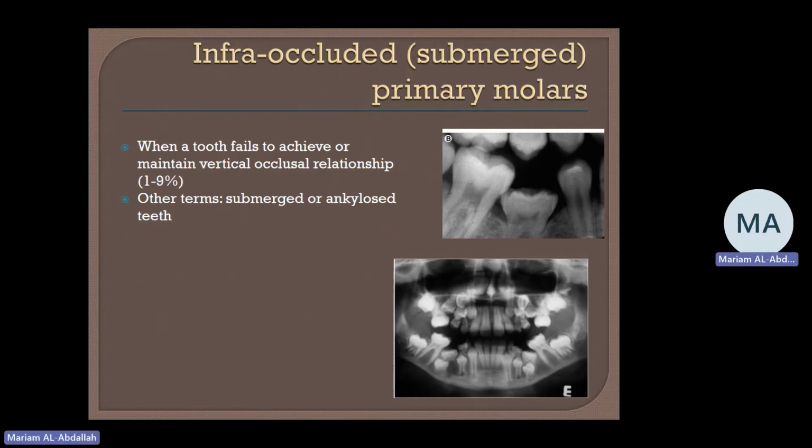How common is this? Well, 1 to 9% of children will present with this. Looking at this, for example, you can see that the lower right E is submerging. As long as it's above the contact point, this is considered mild. At the area of the contact point, this is considered moderate. Below the contact point, as you can see here, this is severe.